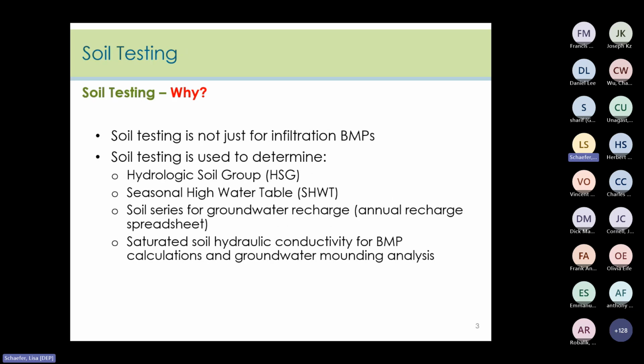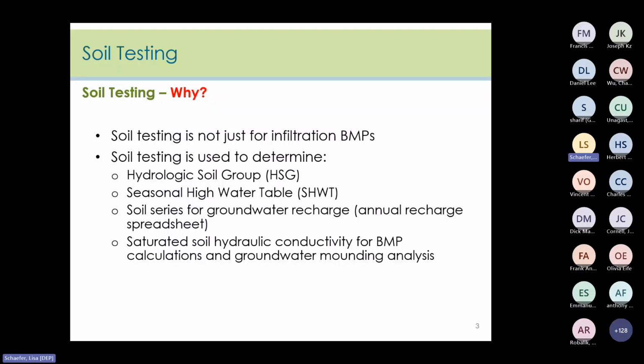There's a misconception that soil testing is required only when an infiltration BMP is proposed. Actually, soil testing is more than just determining the saturated soil hydraulic conductivity. It also includes finding the hydrologic soil group, the seasonal high water table, and the soil series present on a site. The identification of the correct HSG is essential to performing accurate calculations for the volume and peak flow rate of runoff, regardless of the BMP being designed.